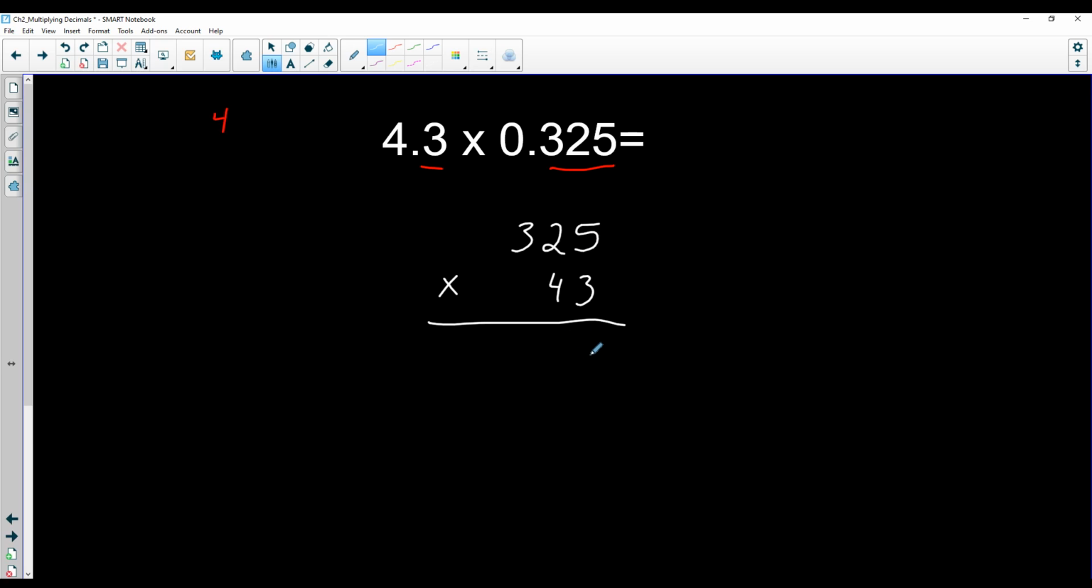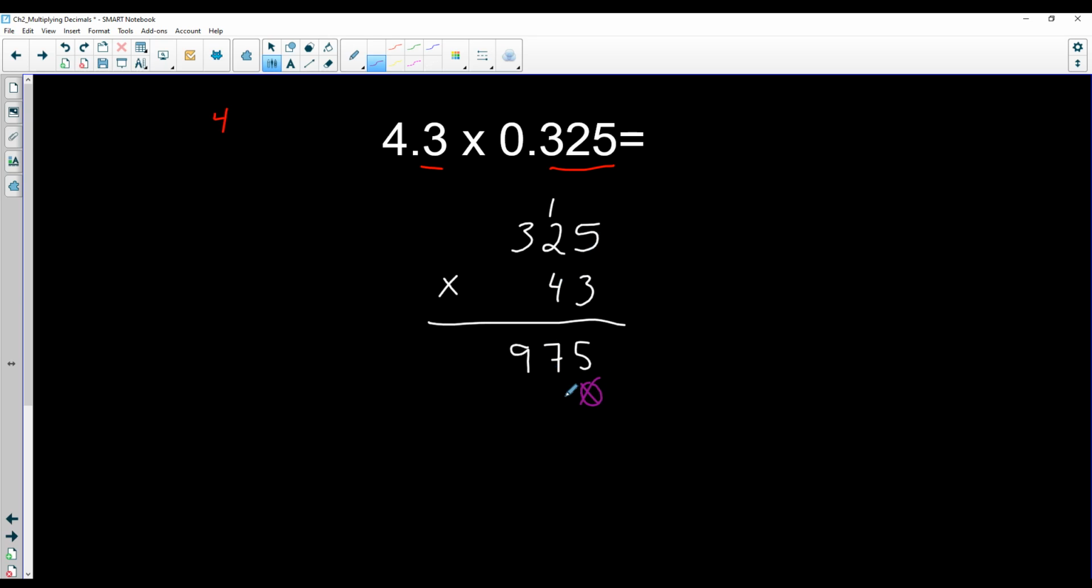So 5 multiplied by 3 is 15. Carry the 1. 3 multiplied by 2 is 6, plus 1 is 7. 3 multiplied by 3 is 9. I'm going to switch colors just so I don't get confused at all. Now we're multiplying the tens place, so put a place marker here.